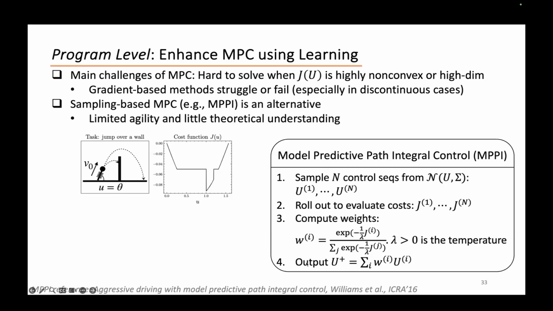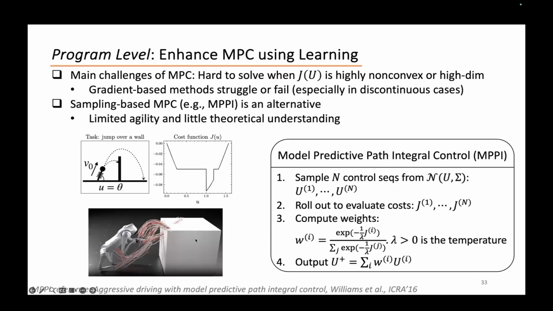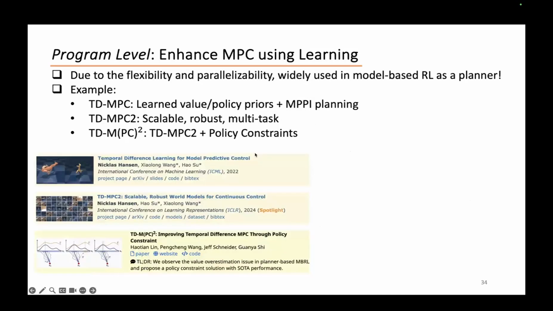And finally, we compute the output U plus using a linear combination, the weighted sum of the samples, weighted by this cost weight. And this is how it works in practice. You can see this jumping problem. We can sample a bunch of trajectories. Because MPPI is very parallelizable and very flexible, we didn't assume anything about differentiability, even continuity.